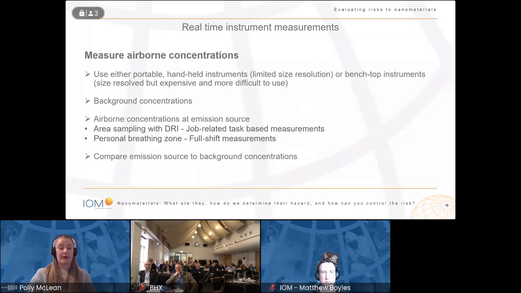And then for our airborne concentrations at the emission source, you're really wanting to focus on what is the question you're trying to answer. So you can sample the area, so you can get kind of job-related task-based measurement. You can also use that to investigate whether your control measures are working sufficiently. Or we can also look further at personal breathing zone, so you can get full shift measurements that would give you personal exposure, which you'd be able to compare against those OELs that I showed in the last slide. And as I said, you would compare the emission source to the background concentrations to determine if you've got any significant release.